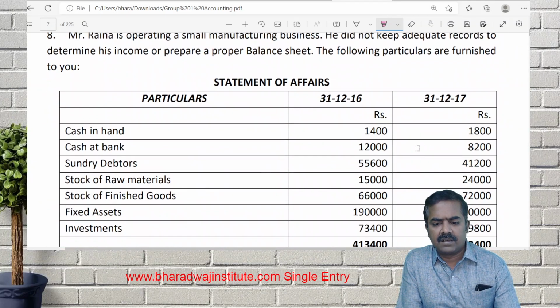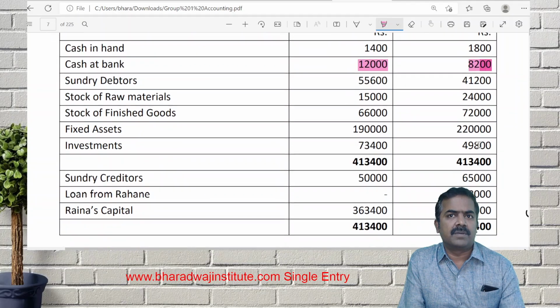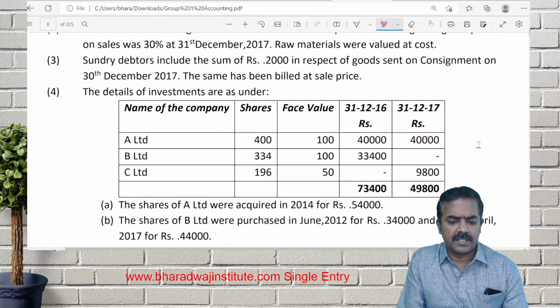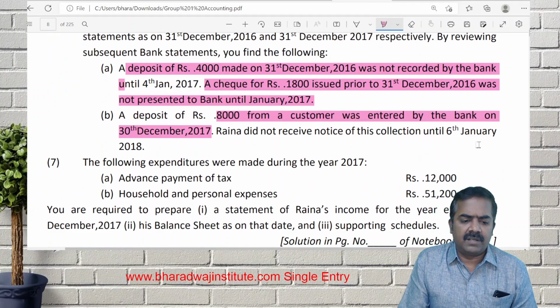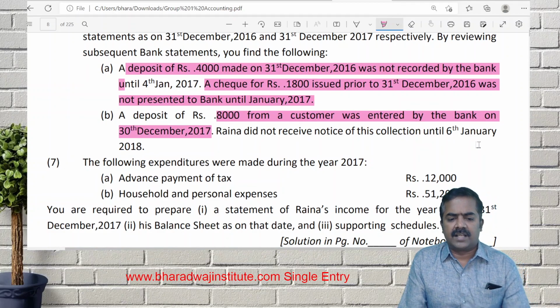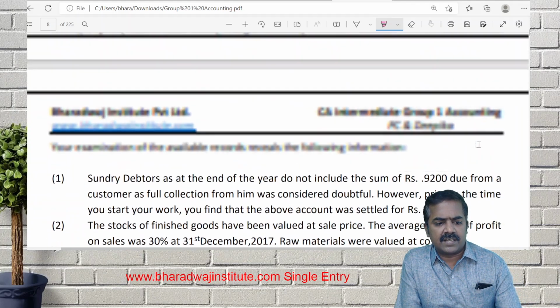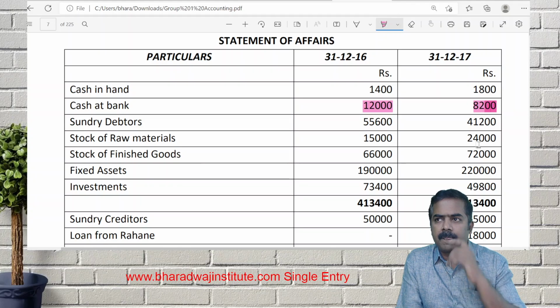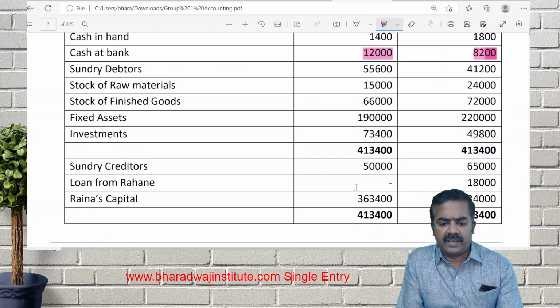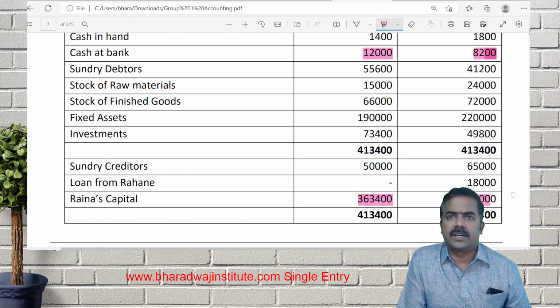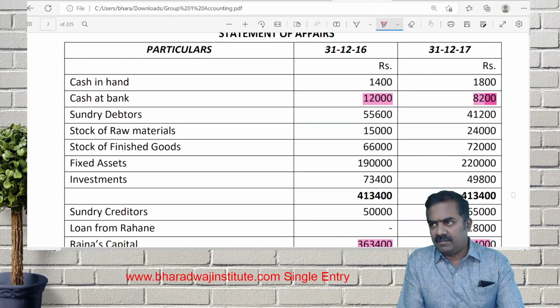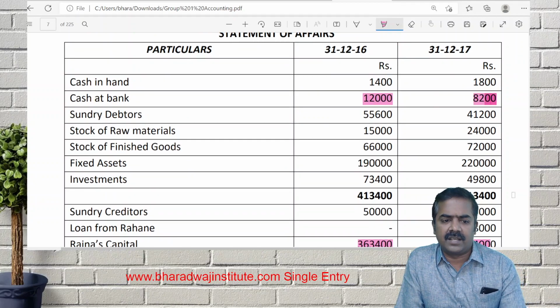So, this tells us the bank balance given over here. What is the bank balance given? 12,000 and 8,200, which is not the actual amount. Some corrections or adjustments have to be made. Then they have given advance payment of tax and household personal expenses. Can we just take this as it is, take Reyna's capital at the beginning and at the end, and work out the profit? No. We have to rectify, adjust the balances and carry on.